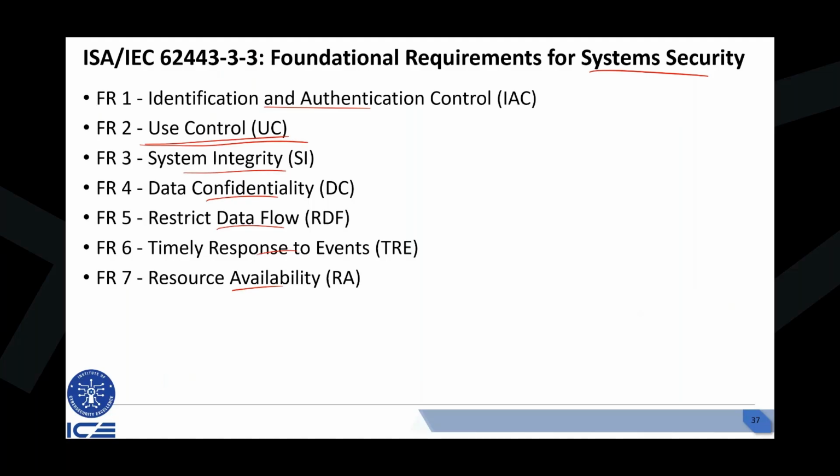Keep in mind that 2-1 is much broader. It is not just the system, not just the technology. It's about people, process, and technology, and the governance, and the security program, and the management system. 3-3 focuses strictly on the system security requirements, and it has these FR foundational requirements, and under each of these, there are certain requirements that you have to take care of. I'll leave it at that, because today we're just looking at the high level of what each of these means.